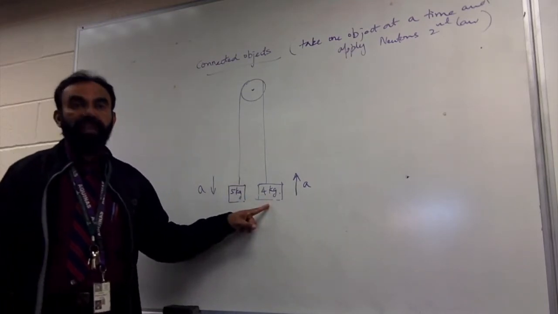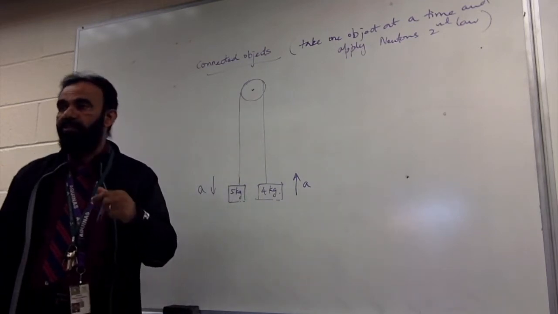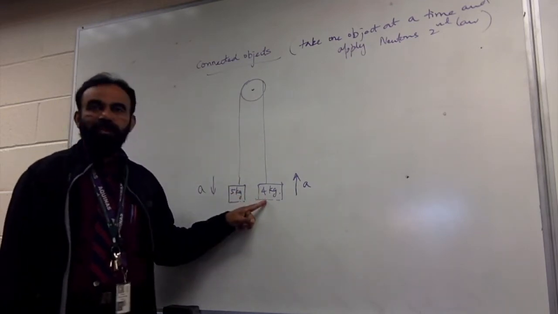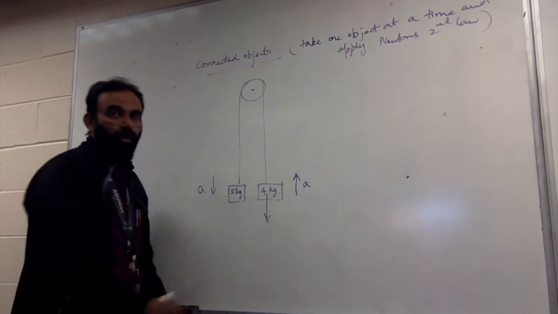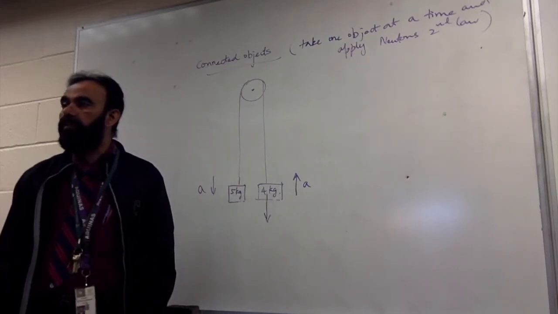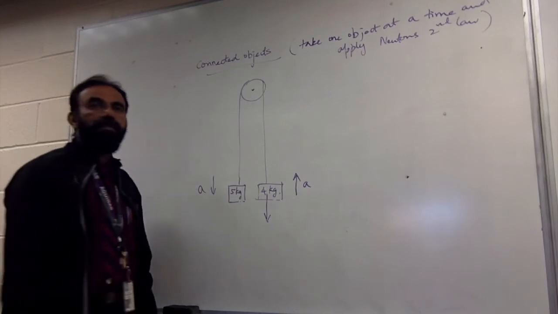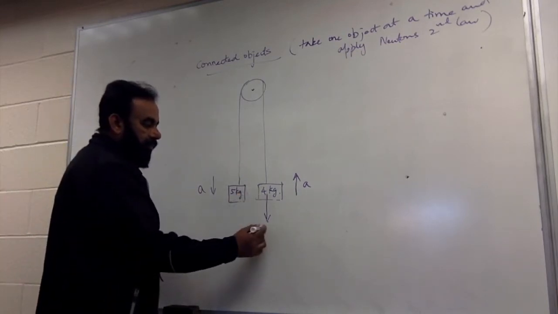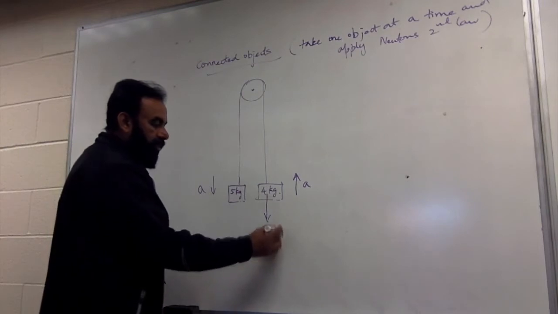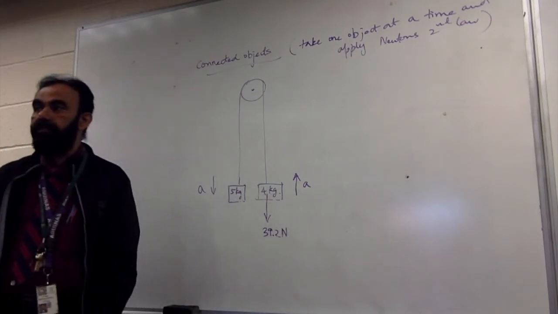How many forces are acting? That's the next thing to do. You have to draw the force diagram. Draw the force diagram on this. What forces are acting on this? One is the weight, don't forget that. How much is the weight? 39.2 newtons. That is the weight of the object, downward.